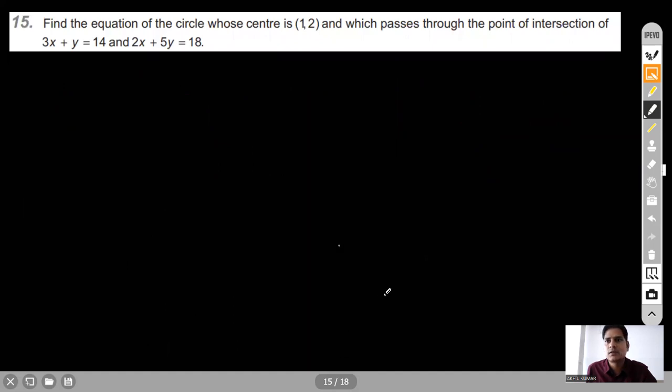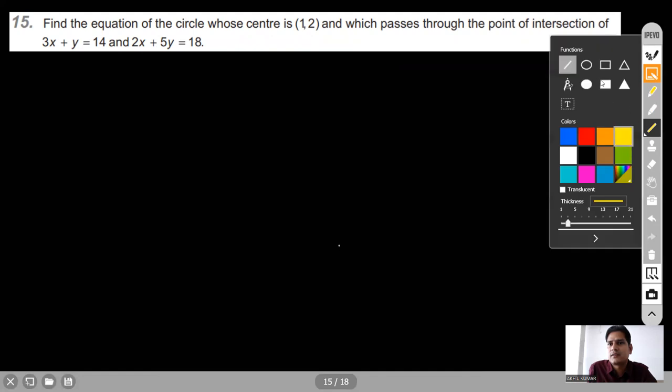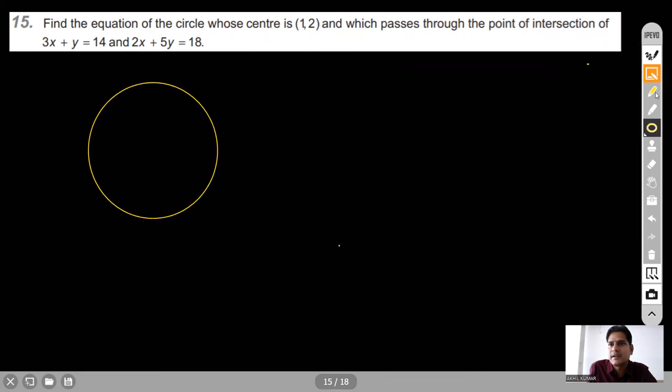Now let's take question number 15. Find the equation of the circle whose center is (1, 2) and which passes through the point of intersection of 3x plus y equal to 14 and 2x plus 5y equal to 18. Same type of question we have done earlier, where we find the intersection point of these. So I am not going to do this one, just to give an idea. Its center is given as (1, 2), and it is passing through the point of intersection of these two lines, right?